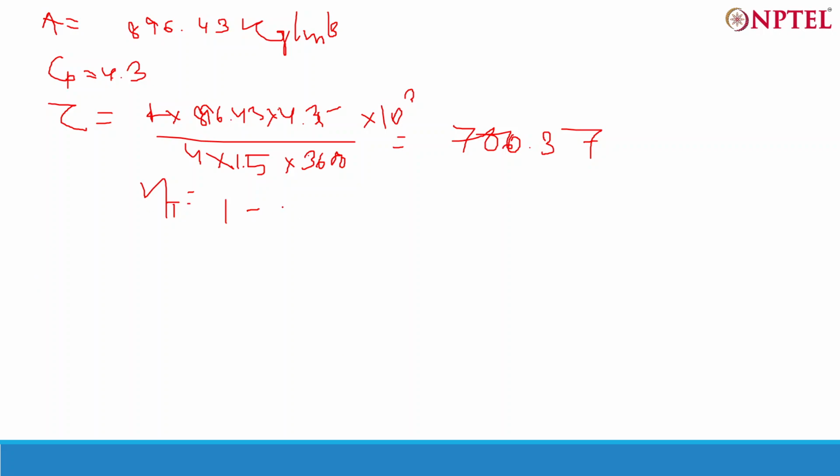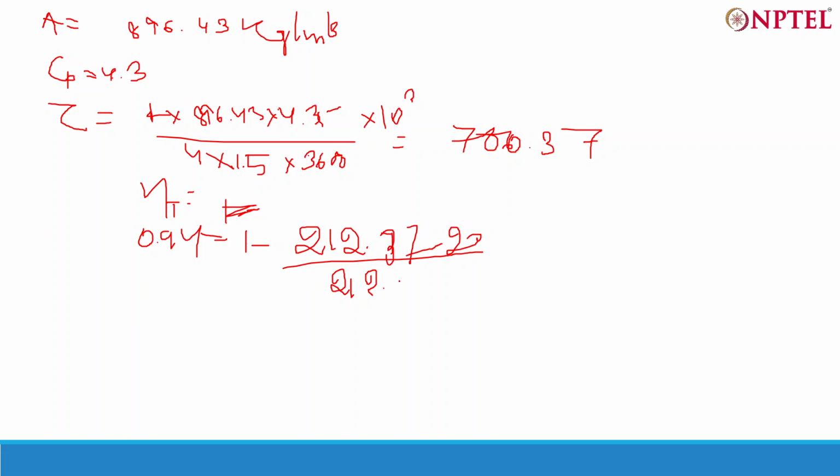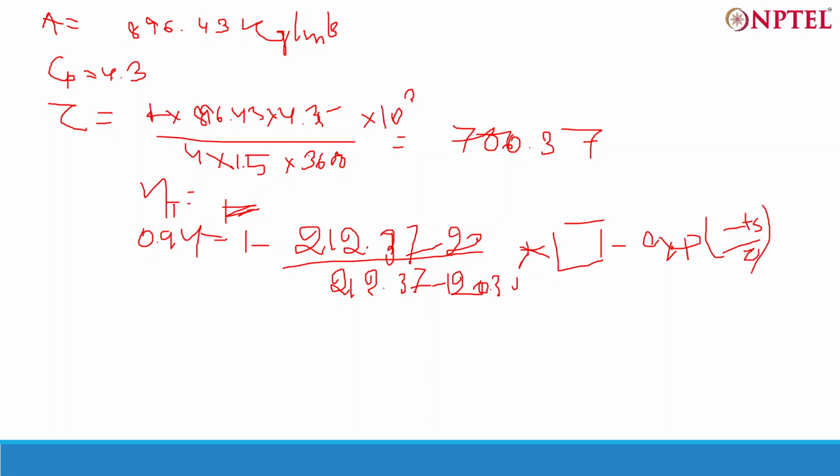So time for storage, so this is 0.94, then you equal to, sorry, this cut, 1 minus 212, that is you get from the values, minus 20 upon this 212.37 minus 120.35, then 1 minus exponential minus ts upon tau.